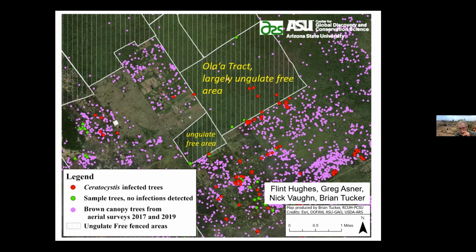You probably mostly have seen this. This is a modified version that, thank you, Brian, put together for me. This was 2019 data, so the story's gotten more complicated, but in 2020.